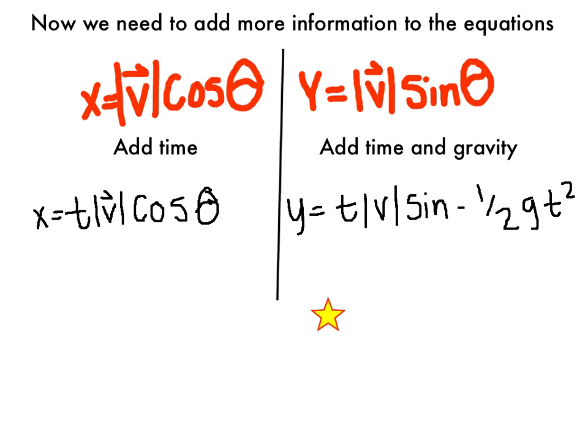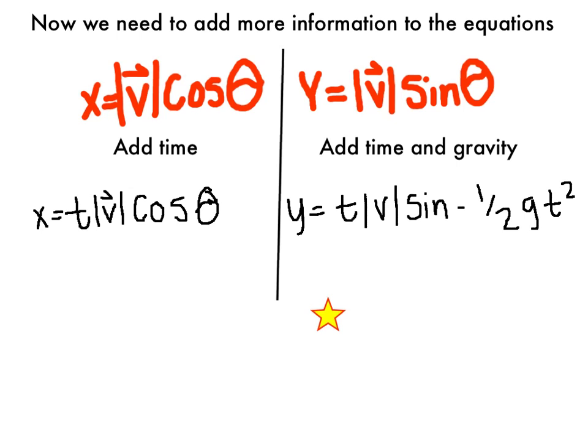Now we need to add more information to complete the equations. So we have x equals velocity cosine theta. Now we have to add time. So the new equation will be x equaling time times velocity times cosine theta.